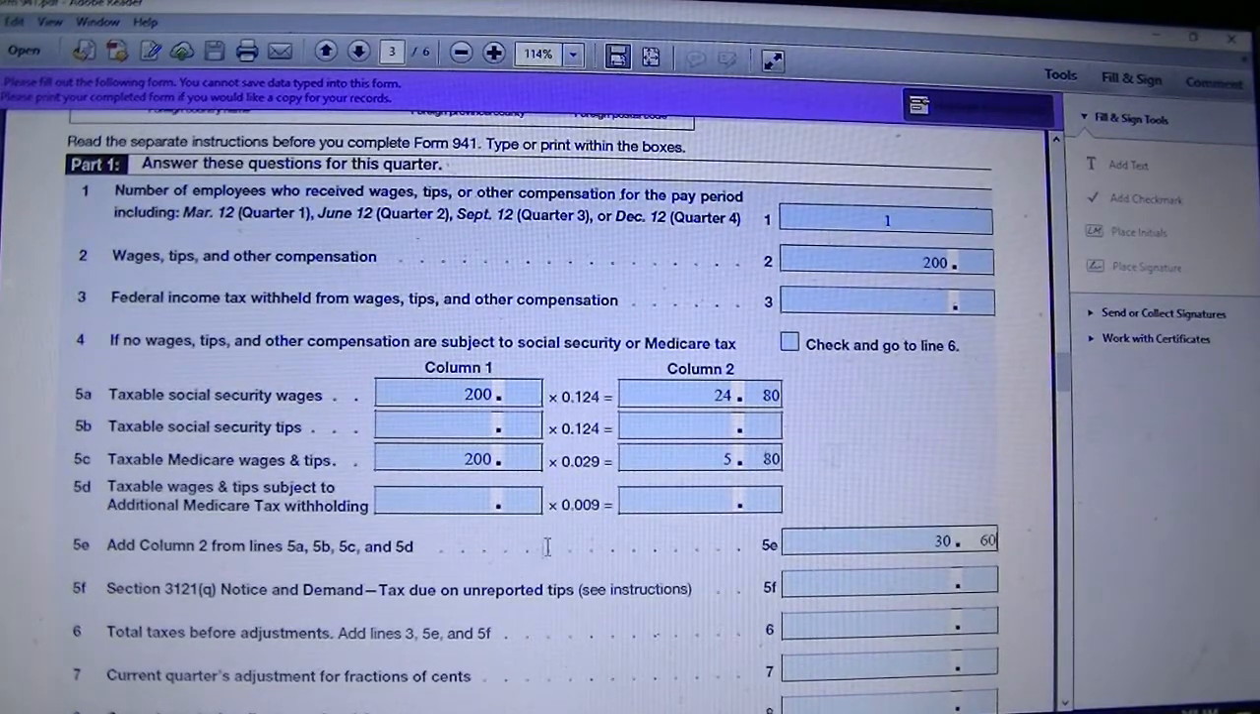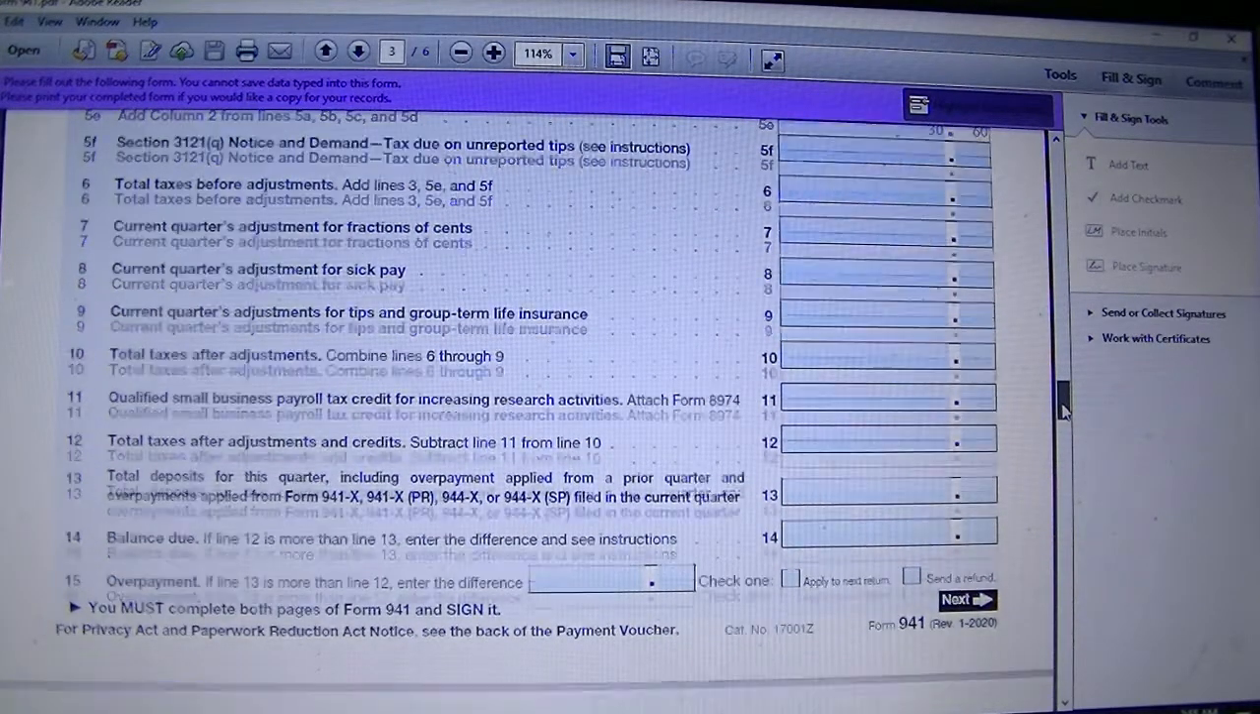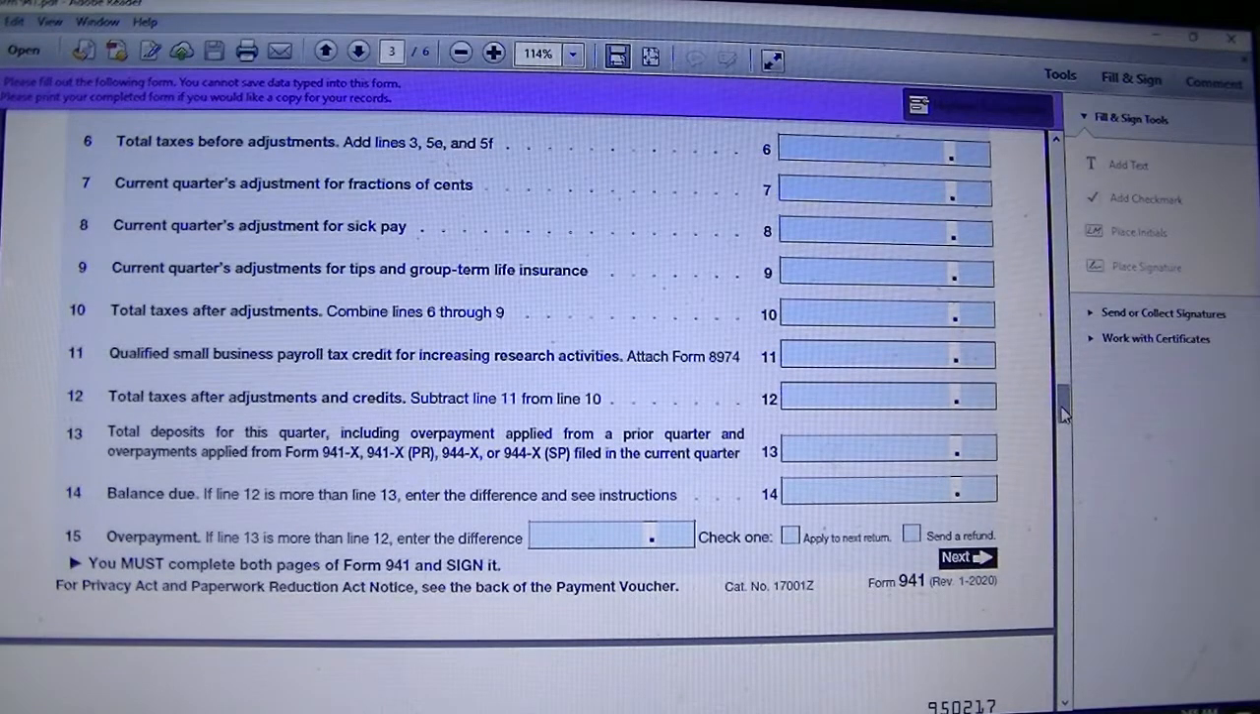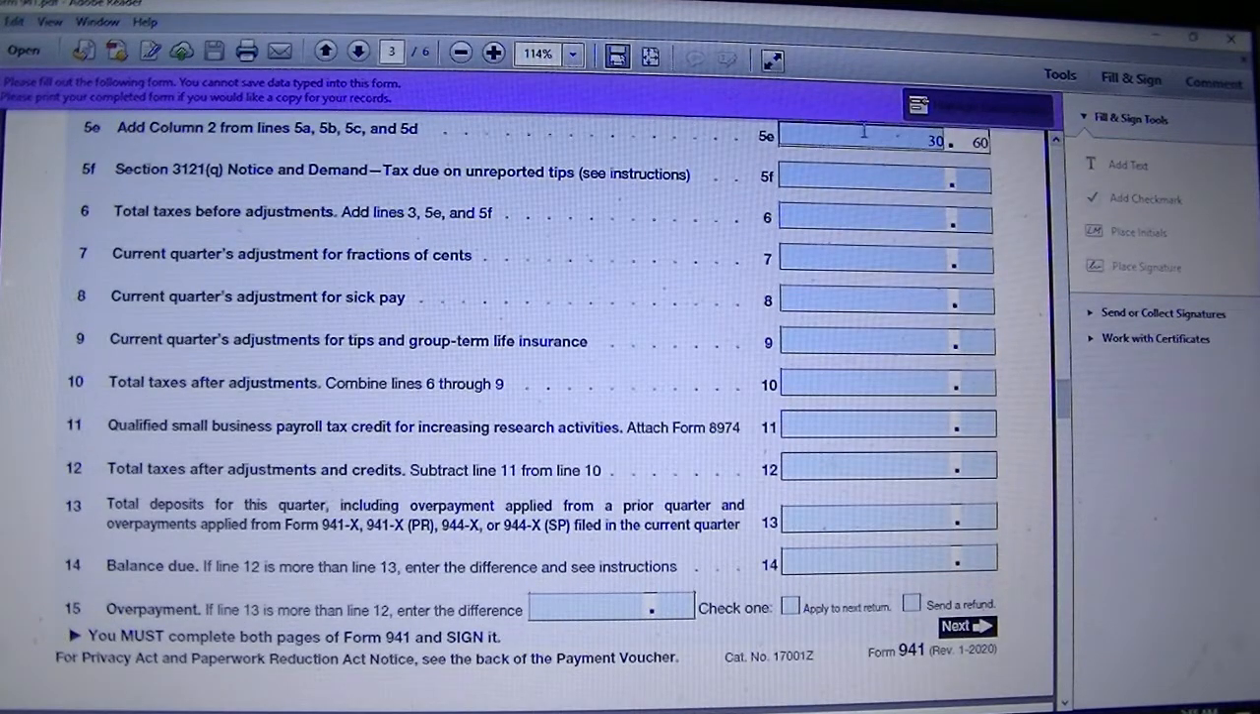We are filling out Form 941, Employer's Quarterly Federal Tax Return. In this session, we are going to work on line 6 to line 12. So line 5, we have our total tax, that is $30.60 based on our example.